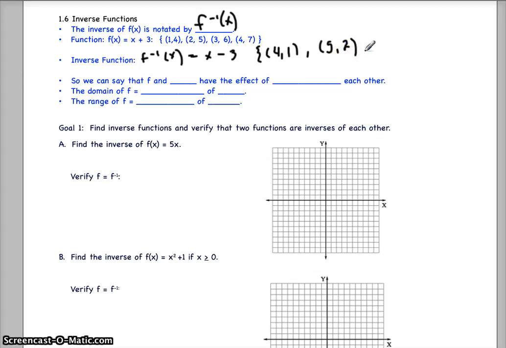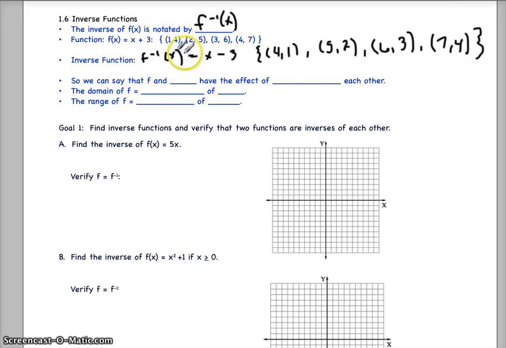Let's plug in an x coordinate of 6. 6 minus 3 is 3. Let's try one more, an x coordinate of 7. 7 minus 3 is 4. Now I'd like you to compare the ordered pairs in the original function to the ordered pairs in the inverse function. What do you notice?